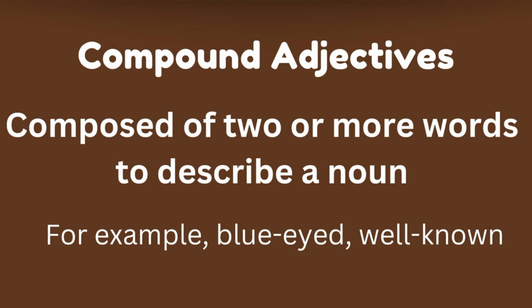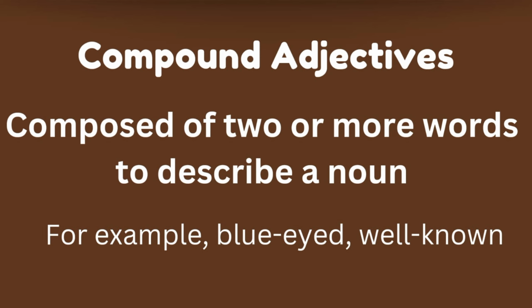The next type is compound adjective. They are basically composed of two or more words to describe a noun. For example, blue-eyed, well-known. The next one is distributive adjectives. These refer to individual elements in a group or a set. For example, each student must participate. Each student in this sentence is a distributive adjective.